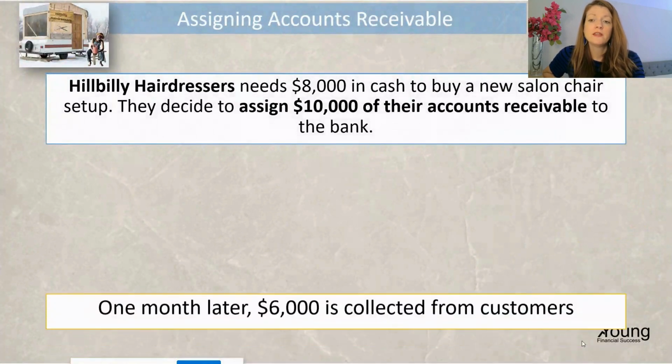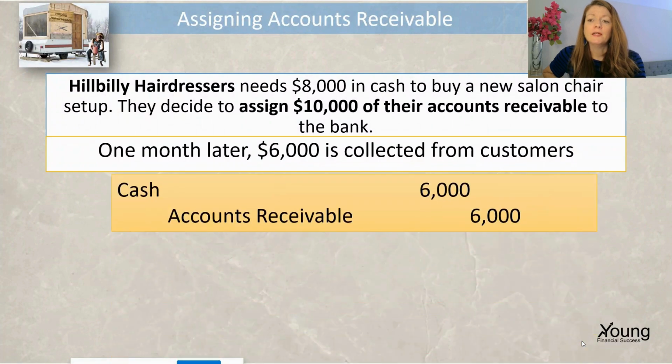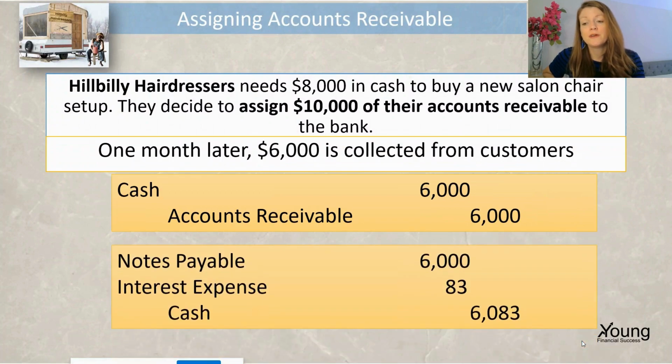Hillbilly Hairdressers then collects $6,000 1 month later. So that's great. They've already collected a big majority of it. And they're going to show the cash coming in from the customers for $6,000, and they'll get rid of their accounts receivable, but then they have to turn around and give it to the bank. So they are going to show notes payable of $6,000 coming off the books. But they're also going to show interest expense because now 1 month has passed.